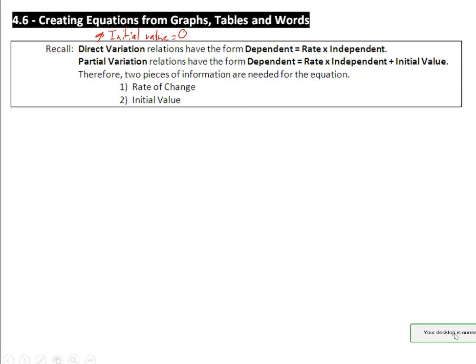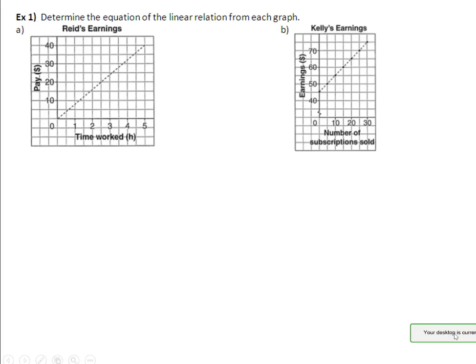Okay, let's go on to the next slide. Here we have two different graphs. We need to determine the equation of the linear relations from each graph. On the left, we have a direct variation, and on the right, we have a partial variation. And they each take different approaches on how to solve them. So for direct variation, you can actually take any point on the graph to solve for slope.